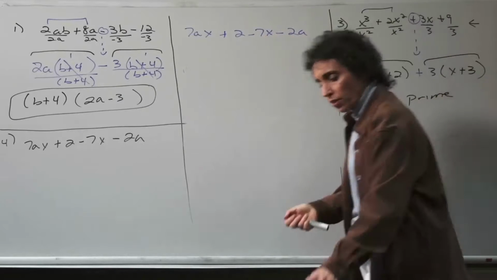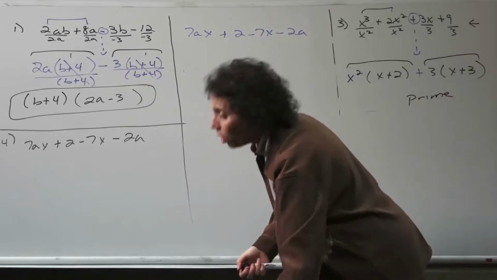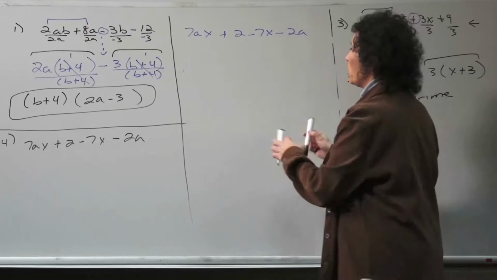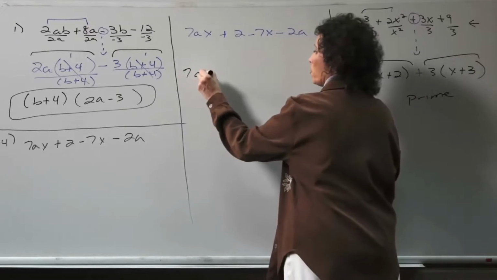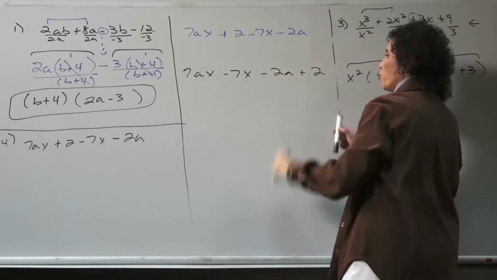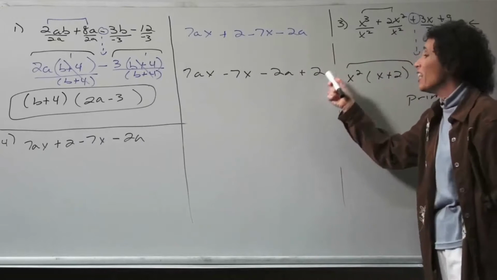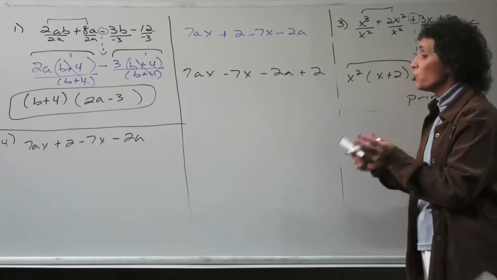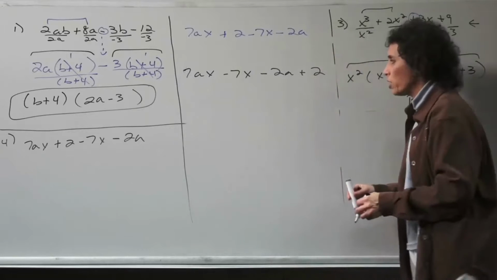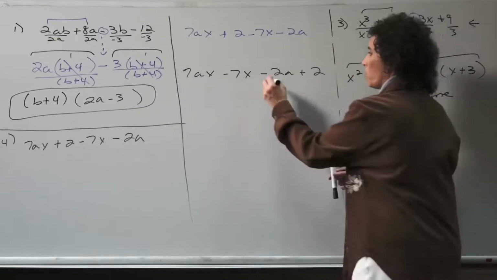So I'm going to rewrite these. Sometimes they don't work the way they sit, but they'll work if we rewrite them. So I'm going to try that. So I'm going to keep 7ax where it is, then negative 7x, then minus 2a, then plus 2. And the reason I put the 2 at the end is because the constant term really generally will work if it's at the end. Okay? That's the way we always see it, standard form kind of thing. Okay, so here we go.